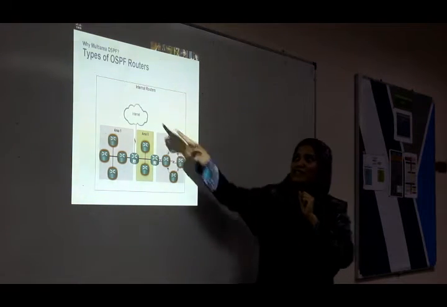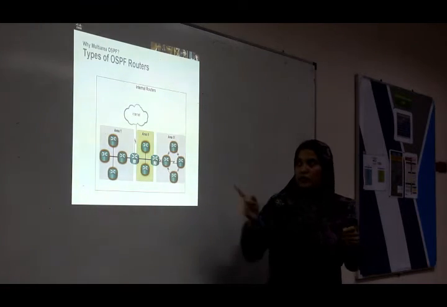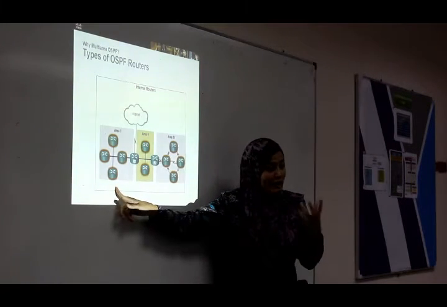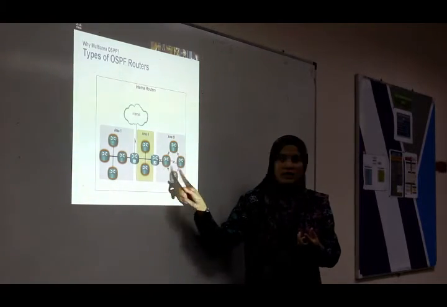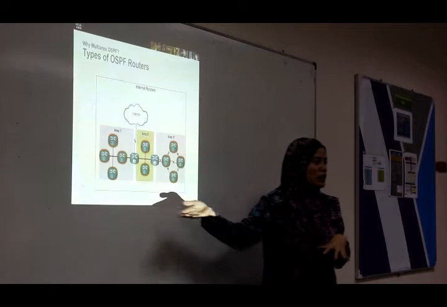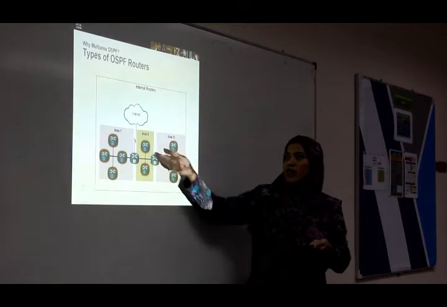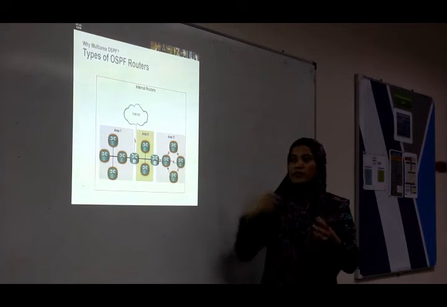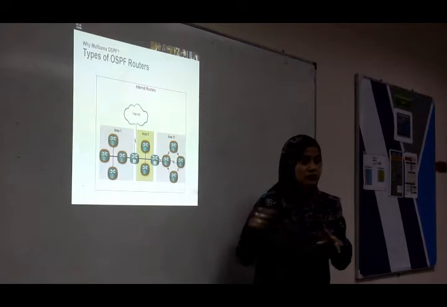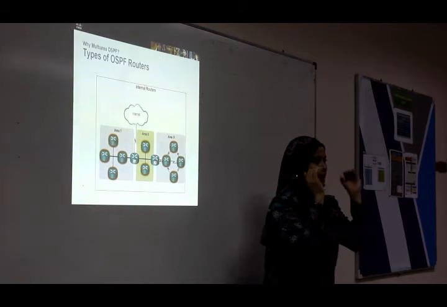Okay, so we have a few types of routers within multi-area. The first one is internal routers. So what are internal routers? Internal routers are any routers that belong to a single area. So in area 1 here, how many internal routers do we have? 4. For area 0 we have 2 internal routers. For area 51 we have 4 internal routers.